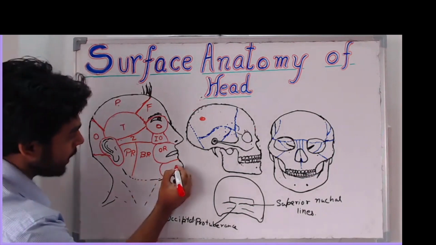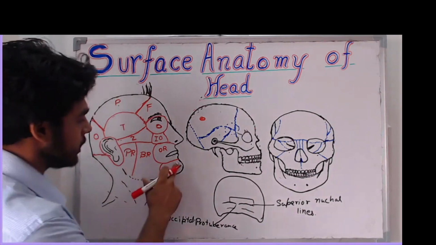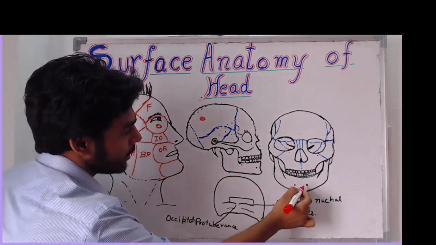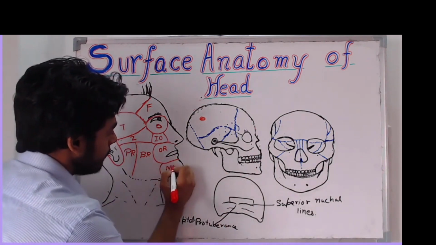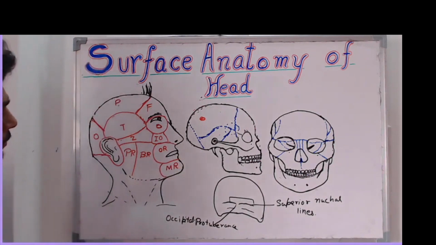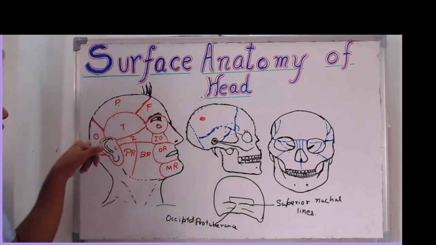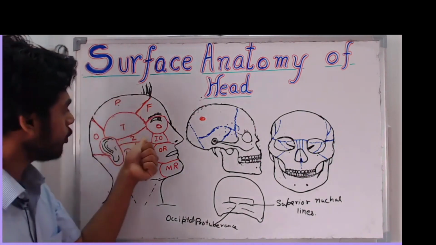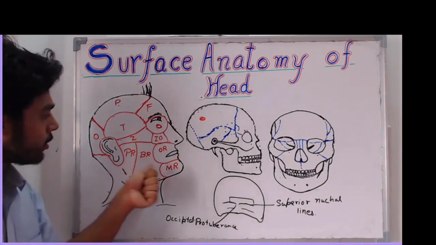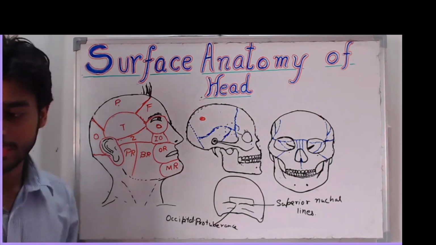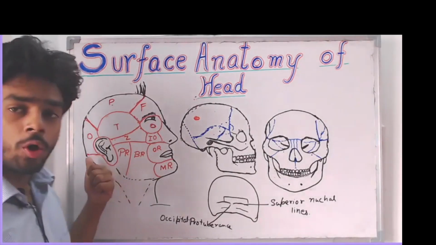And since the mental foramen is present here in this region, you can see it here, this region is called the mental region. So we have the frontal region, parietal region, occipital region, temporal region, zygomatic region, infraorbital region, oral region, buccal region, parotid region, and mental region. We have one more region called the auricular region.